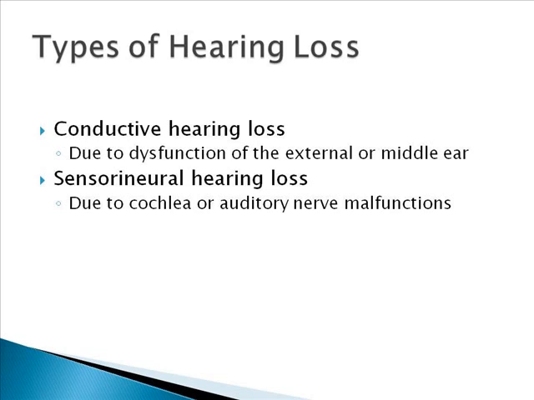Hearing losses can be divided into two types: a conductive hearing loss, which is due to dysfunction of the external or middle ear, and a sensory neural hearing loss, which is due to cochlear or auditory nerve malfunctions. To qualify as hard of hearing, the individual's hearing loss needs to be greater than a 25 decibel loss. However, the individual with a loss of less than 25 decibels may still experience difficulties in the classroom.